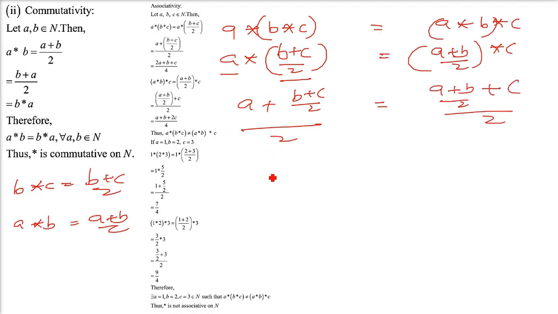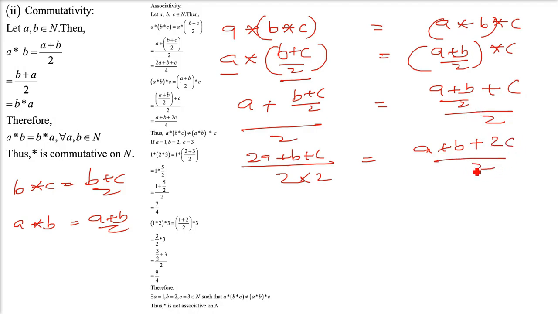So first I'll do the numerator. We'll take the LCM 2 and then 2A plus B plus C by 2. And there is 2 also in the denominator. Here also A plus B plus 2C divided by 2, and there is also a 2. So what do you get? See, this is 2A and this is 2C. They are not same. So the star is not associative on the set natural number if this is defined. So it may be commutative, but it is not associative, this particular case.